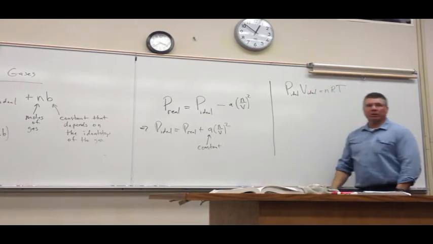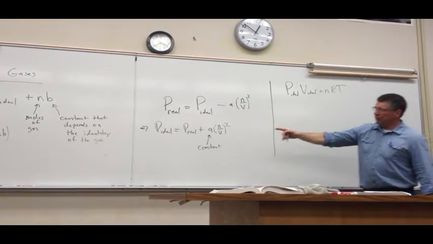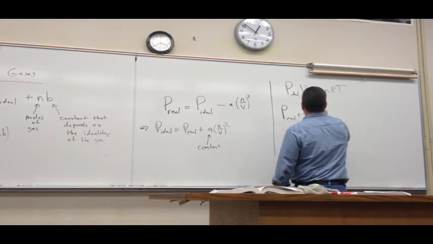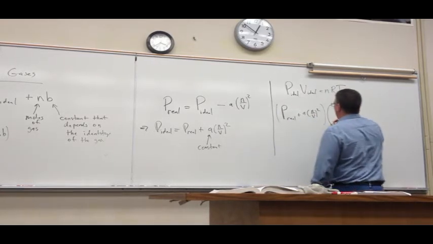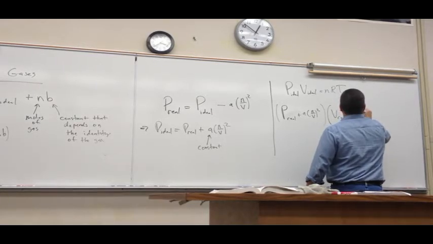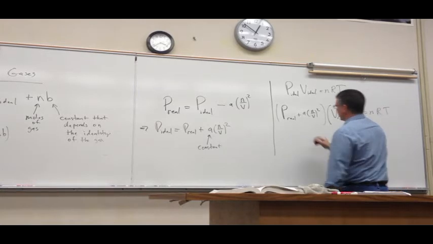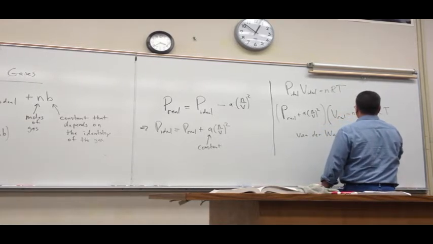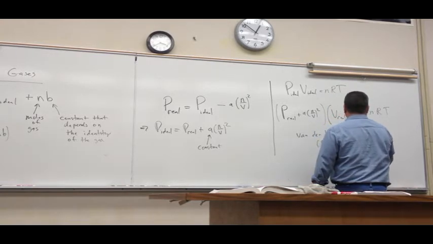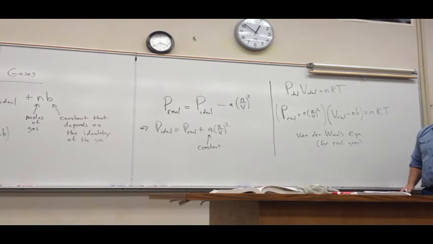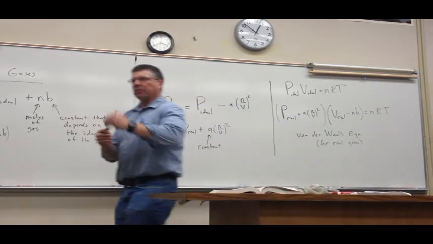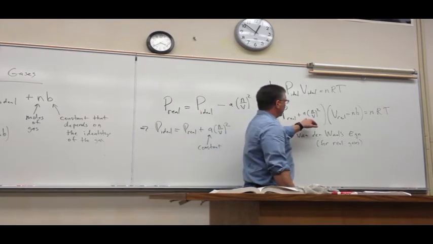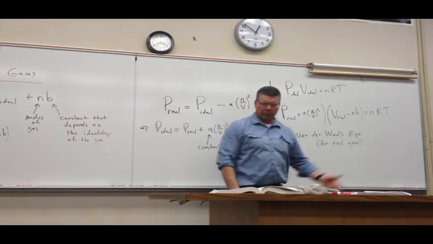The ideal gas law, PV equals nRT, uses the ideal pressure and the ideal volume. We take these two expressions and plug them in. We get what's called the van der Waals equation, which is the first step in attempts to correct for the real nature of gases. One of the things about the van der Waals equation is that you have to know what these constants, A and B, are, and there are tables of them.